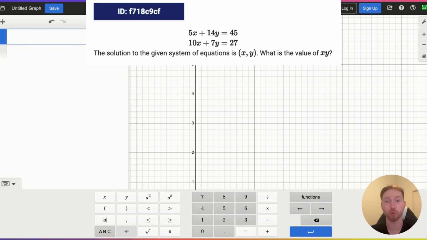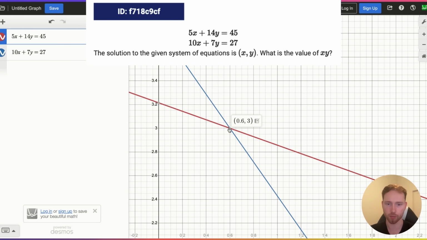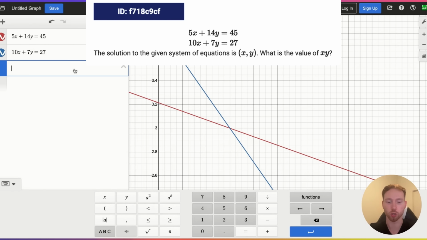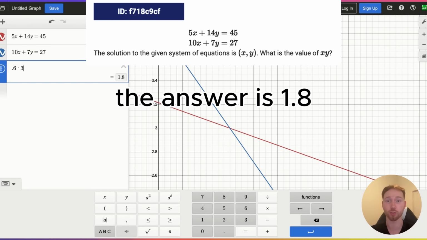Take a look at the question here. We have 2 lines and it's asking us, if there's a solution x and y, what is x times y? So like I said previously, if we have 2 lines and there's a solution, it's going to be where they cross. So let's type this in. They intersect at one point, and if I click it, I see that x is 0.6 and y is 3. They're asking us what is x times y. I'm just going to do 0.6 times 3 and get 1.8 as the correct answer for this question.